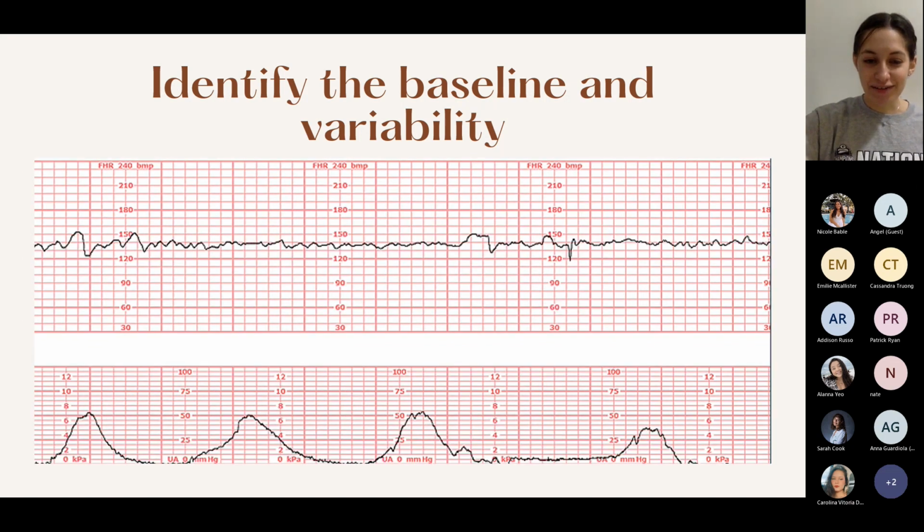And then here is our second one. What do you think the baseline and variability is for this one? And this is not a trick question. I'm not trying to trick you guys.